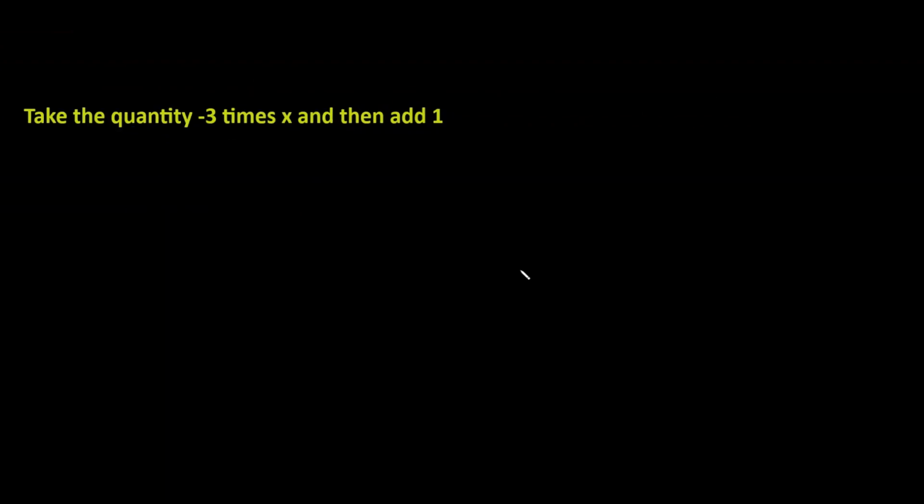And now let's take the quantity negative 3 times x and then add 1. And this is similar to our last problem, except this time the quantity negative 3 times x is first, right? So this will be negative 3 times x. We could write this, and I'll write this over here. This could be negative 3 times x, but we're just going to write this as negative 3x. So this will be negative 3x, and we are going to add 1 to this quantity.